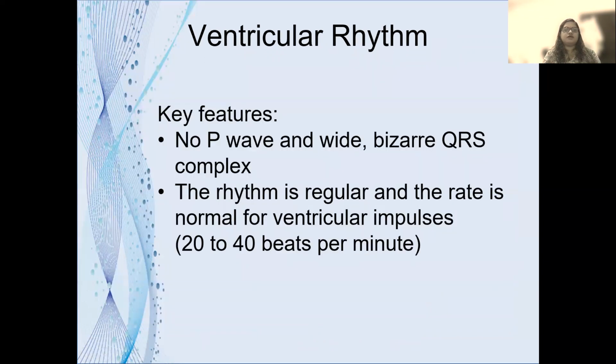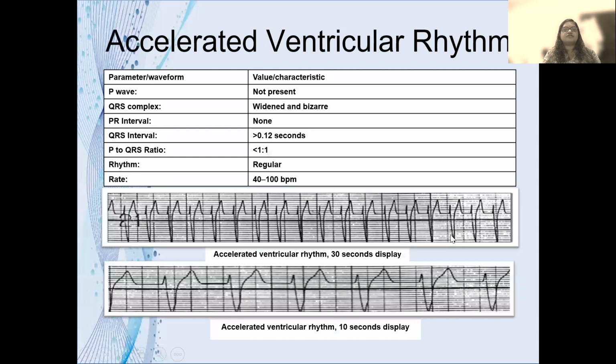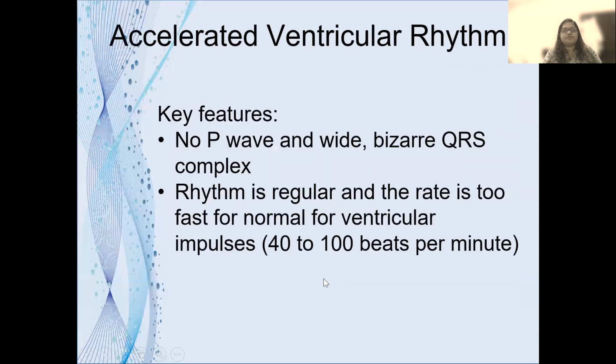No P wave. The rate is very slow. Accelerated ventricular rhythm is when you have a somewhat faster rate, but an abnormal QRS complex. You can see that it is a wide QRS. You don't have a P wave and you get a wide, bizarre QRS complex. The rhythm is regular.